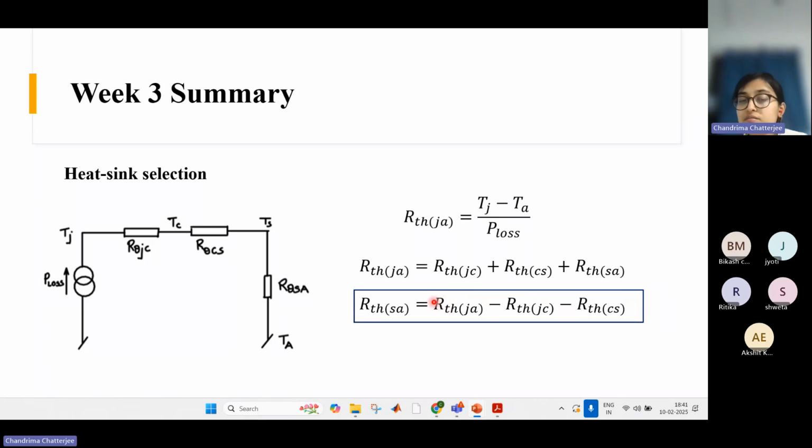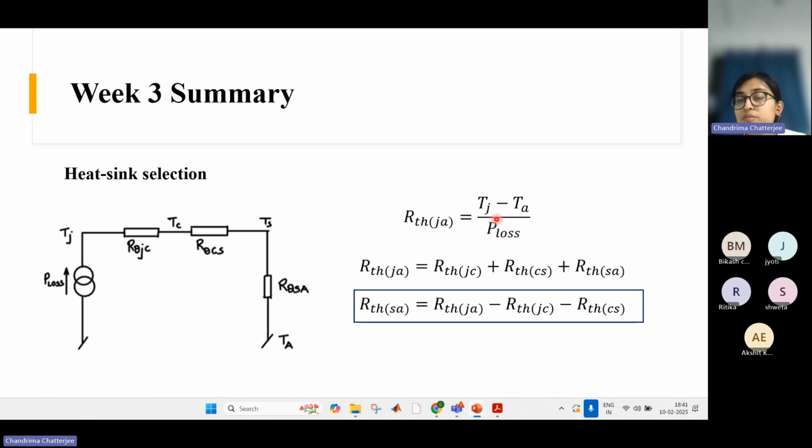Rearranging the equation, we can have this equation. So you know this one from this formula. You know junction to case R from the data sheet, and you also know this. So you can calculate the sink to ambient resistance. After calculating this, you will choose some heat sink, and that heat sink will have some sink to ambient resistance, and that should always be lower than or equal to this value, not more than this. Otherwise the junction temperature will be more than what you have designed it for.